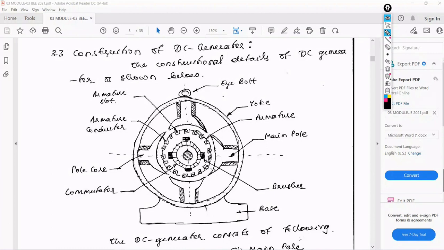The rotating part of the DC machine is itself called the armature, which has armature slots. These armature slots carry the armature conductors, which are connected to the commutator. Over this commutator, carbon brushes are present. These are the carbon brushes.